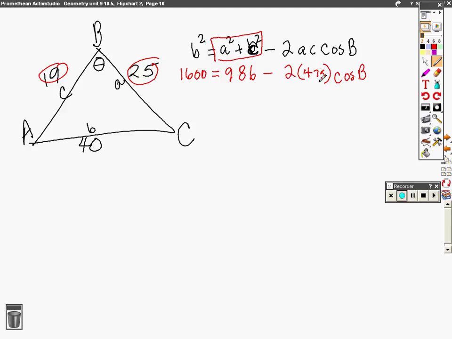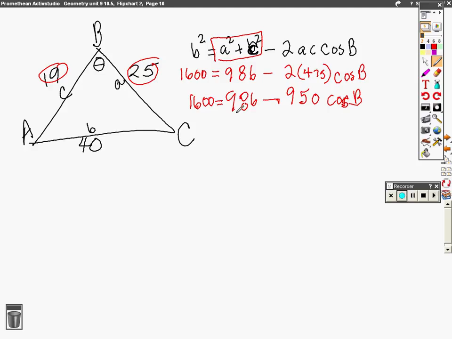So first thing, let's go ahead and combine these. 2 times 475 is 950 times cosine B minus 986 equals 1,600. Now, one of the things that I see most students doing is combining these right here, and that's a mistake. Because if you combine these right here, you got to remember, this is 950 times cosine B. So you can't really combine these.